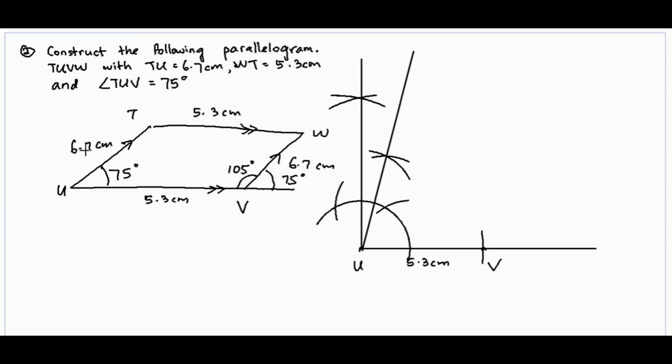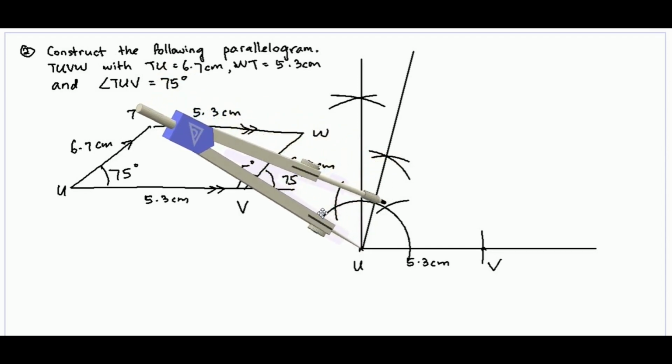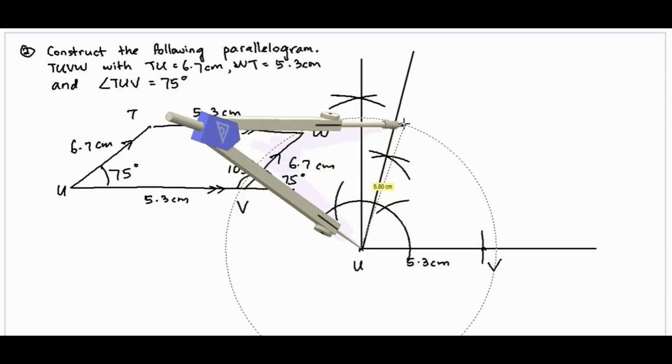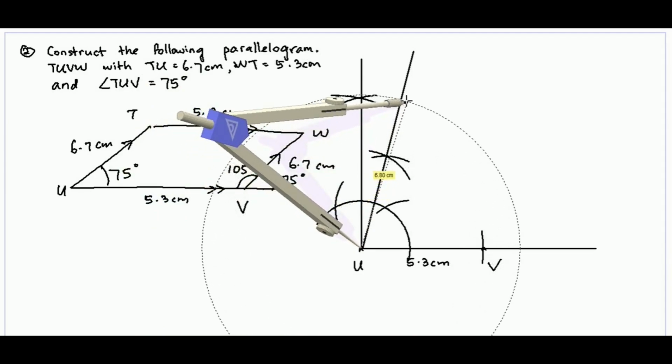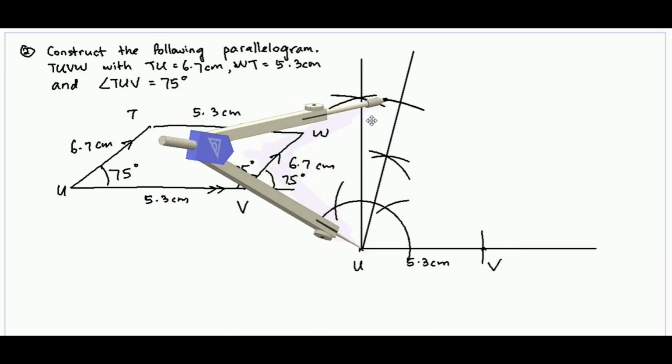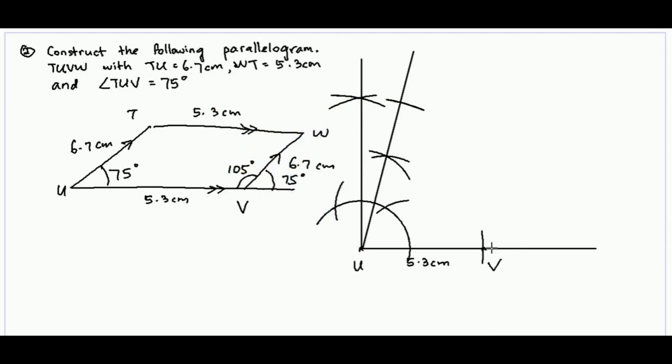Now you are looking for 6.7 centimeter. Take out compasses again. Place it here. Make sure your compasses are 6.7 centimeter. Make an arc. So here, exactly the same thing, you need to construct a 75 degree angle. If you can construct 75 degree here, then here must be 105 degree.